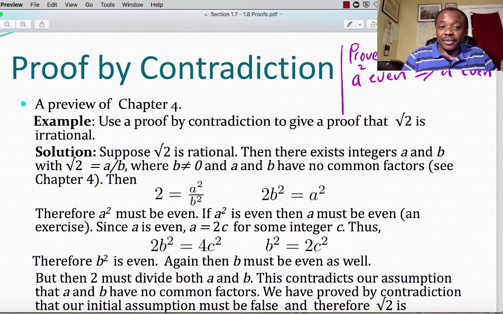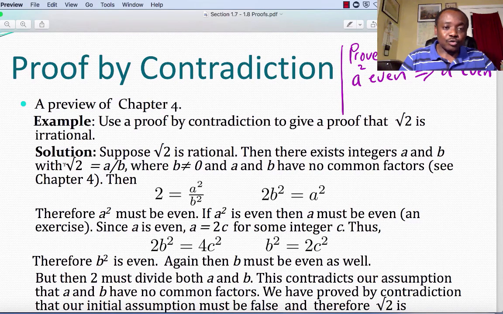Suppose on the contrary, root 2 is rational. Then that means there exist integers a and b different from 0, and no common factors between a and b, such that the square root of 2 equals a divided by b, i.e. what we are saying is if the square root of 2 is rational, then I can write it as a fraction in its simplest form, where the only common factor between a and b is 1 and nothing else.